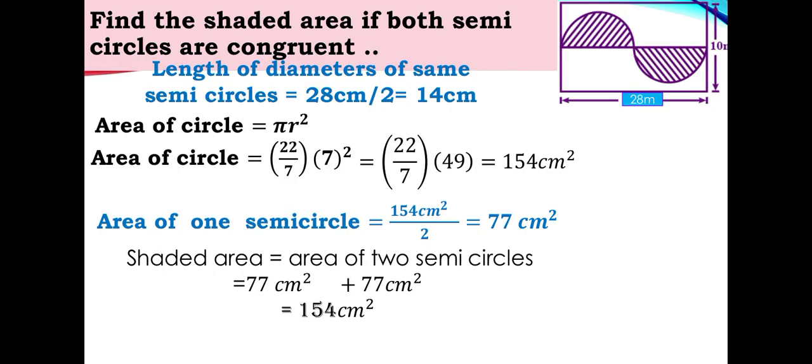Find the shaded area if both semicircles are congruent. The length of the diameter of each semicircle is 28 centimeter, so the radius is 28 divided by 2, that is equal to 14 centimeter. Area of circle is equal to pi r square, 22 over 7 times 7 square, so 49, and after simplification, 154 centimeter square. Area of one semicircle is equal to 154 divided by 2, that is equal to 77 centimeter square. So the shaded area is equal to the area of two semicircles, that is 77 plus 77, which equals 154 centimeter square.